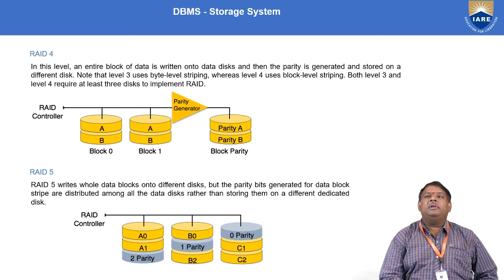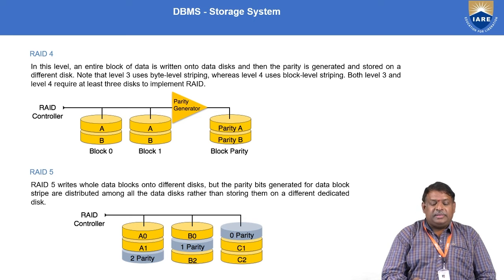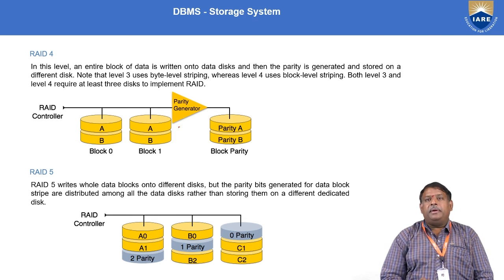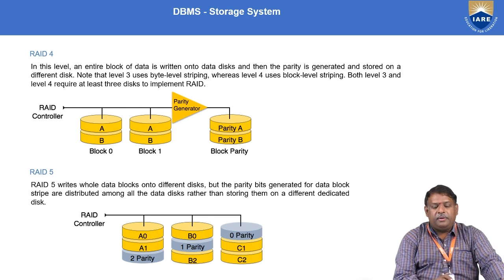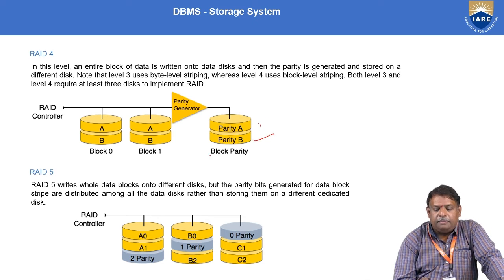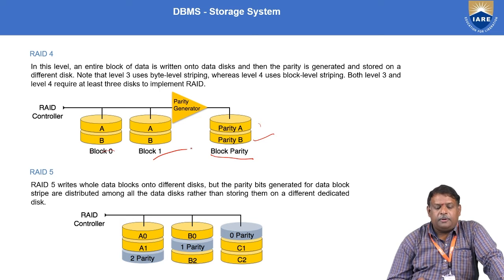Both level 3 and 4 require at least 3 hard disks to implement RAID. You require at least 3 hard disks: RAID controller, parity generator A and B. This is block parity, block 0, block 1.